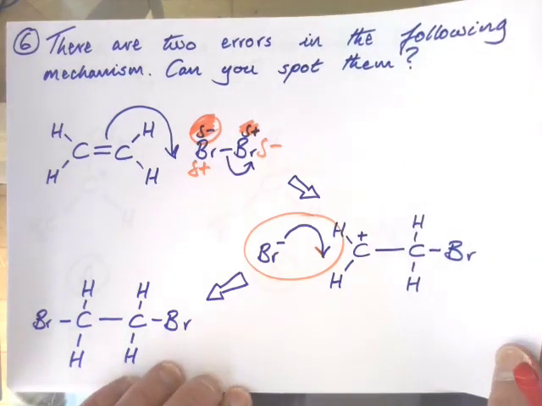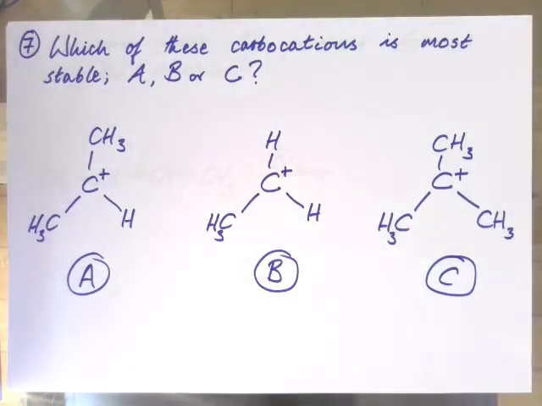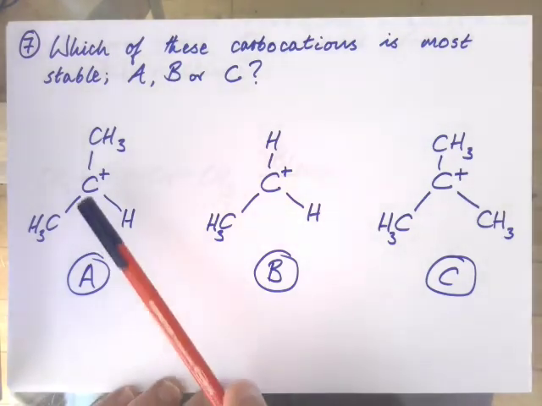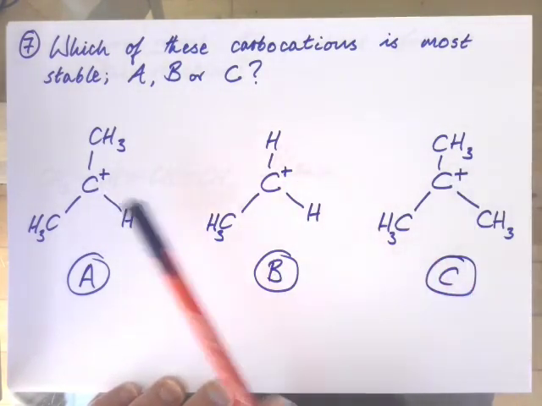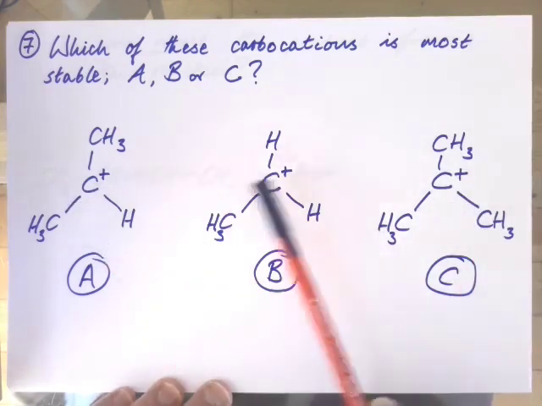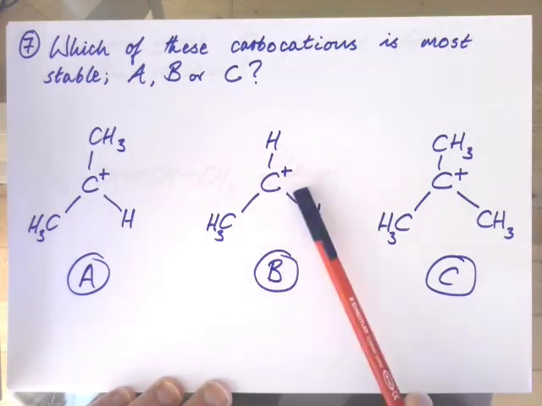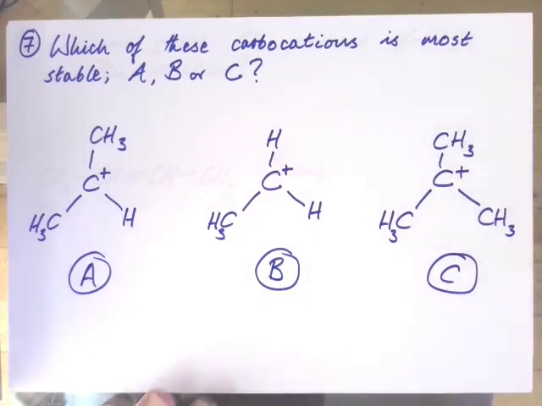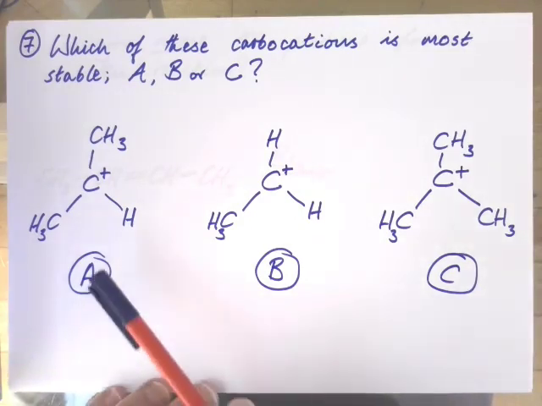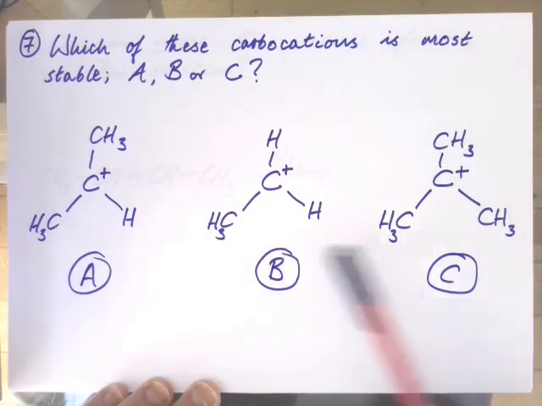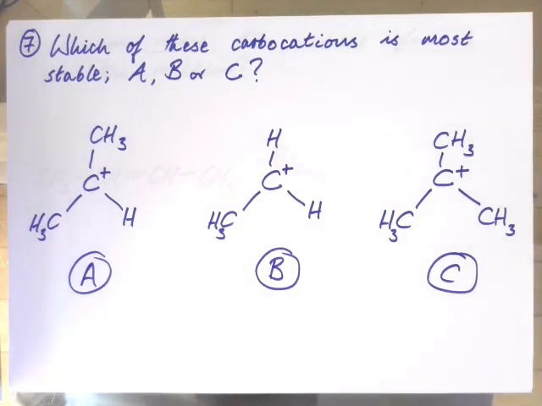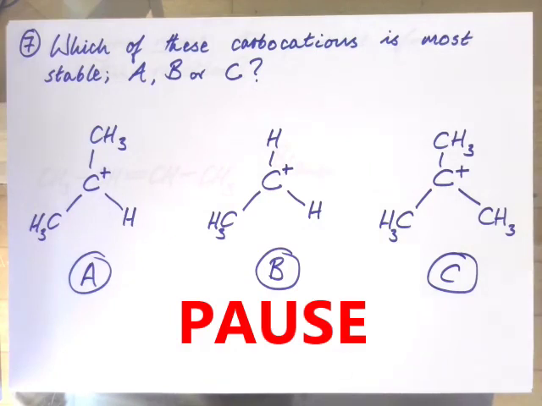Okay, ready for question number 7. Which of the carbocations shown here is most stable? A, B, or C? Now, a carbocation is a carbon with a positive charge. And that carbon is not going to like that positive charge because it's electron deficient. It's only got 6 electrons surrounding it in each case. However, some carbocations are more stable than others. Can you decide whether A, B, or C is the most stable of these 3? Pause it now, give yourself some thinking time, and we'll come back with the answer in a second.